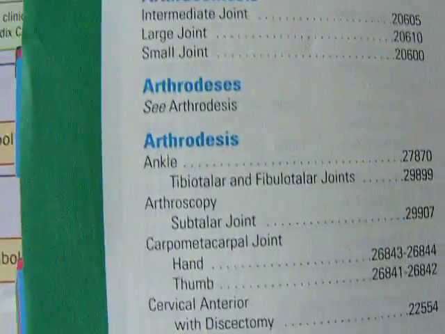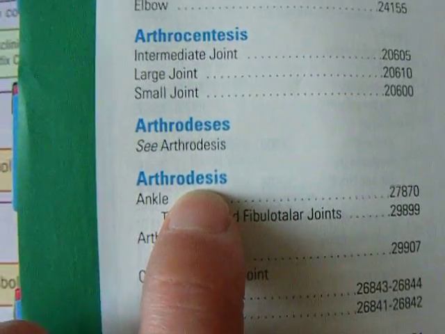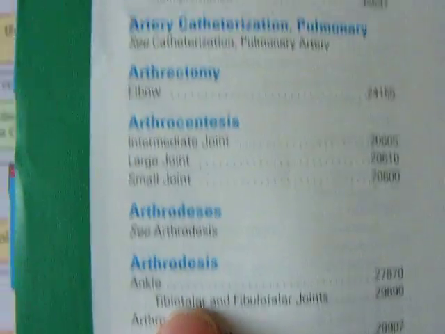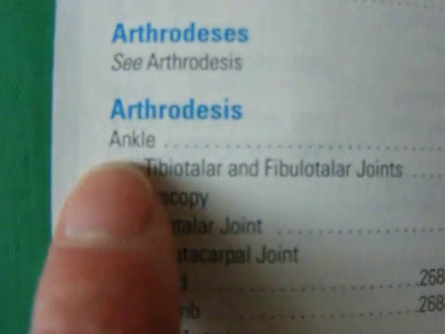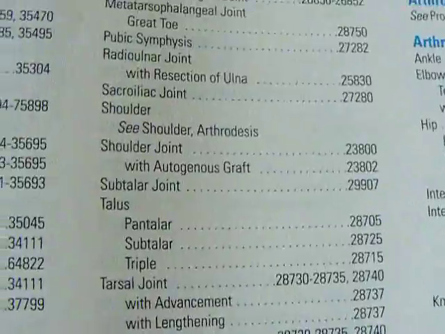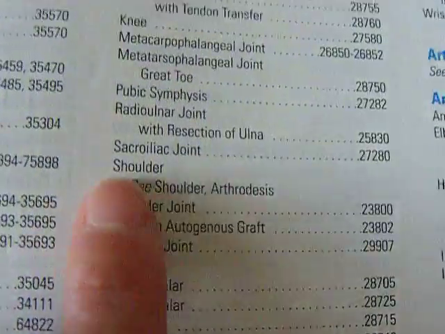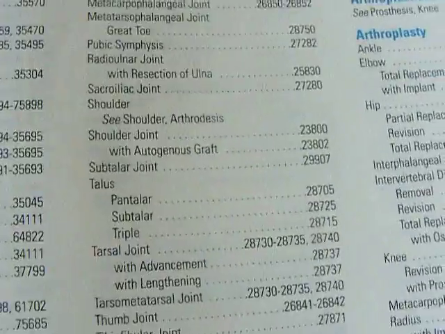And here we find arthrodesis as the main term, and then the location is ankle. As you can remember from our textbook, we're looking for ankle. And it turns out that ankle is listed right underneath arthrodesis. However, if we were looking for another area, such as the shoulder, we would keep going until we found shoulder.